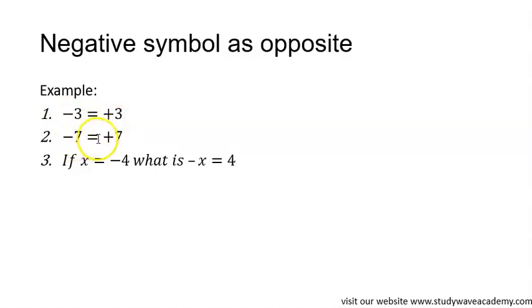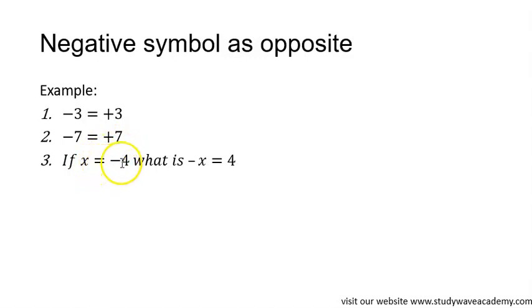The opposite of minus 7 is plus 7. Okay, the opposite of minus 10 is plus 10. The opposite of minus 9 is plus 9. The opposite of minus 99 is plus 99. The opposite of minus 100 is plus 100. The opposite of minus 86 is plus 86. Okay, so the opposite of a negative symbol is the positive. Okay, do you understand?